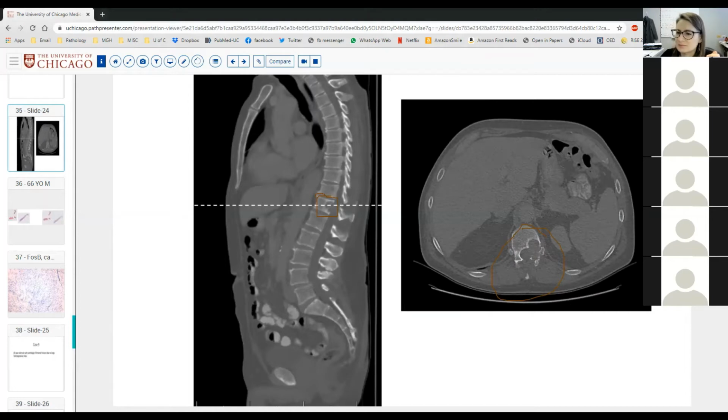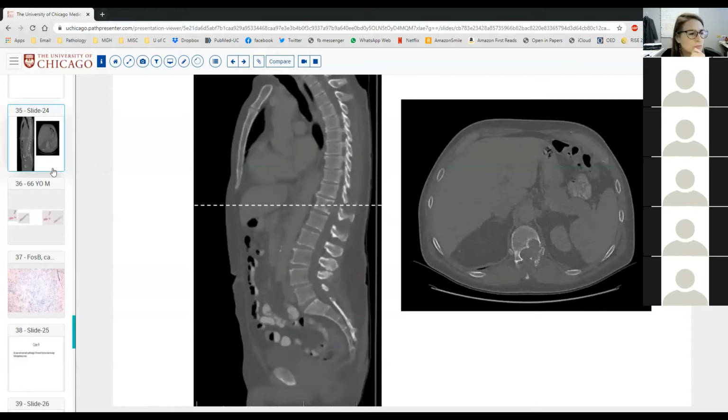And here too, this has a pretty broad differential. You could totally think about an aneurysmal bone cyst, or a little bit less likely, you could think about fibrous dysplasia. You could think about a metastatic lesion. Unfortunately, this one didn't have an MRI that would have maybe shown us whether there were fluid levels or something like that.